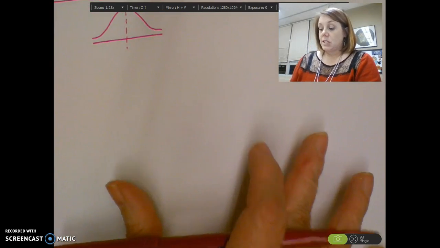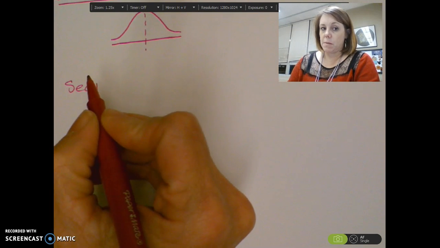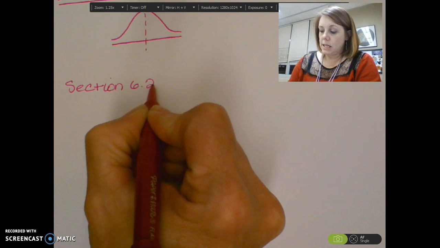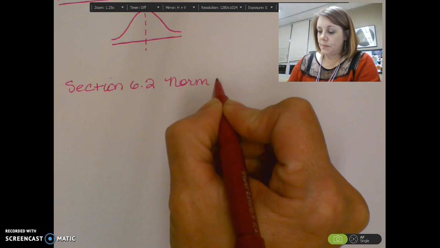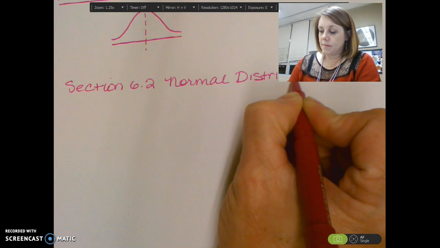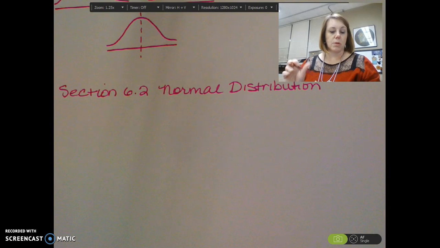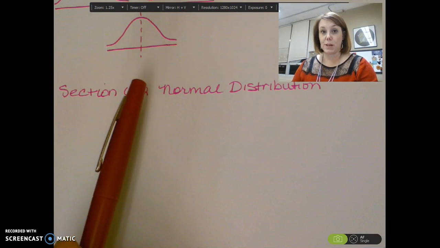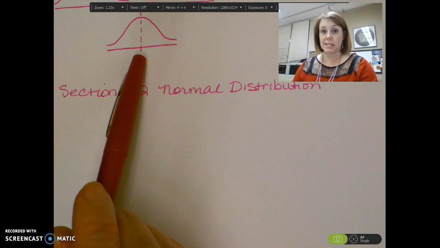So, section 6.2 is the introduction of the normal distribution. All right, the normal distribution has this general shape, as we've already talked about. It's got its mean, its median, and its mode at the center.